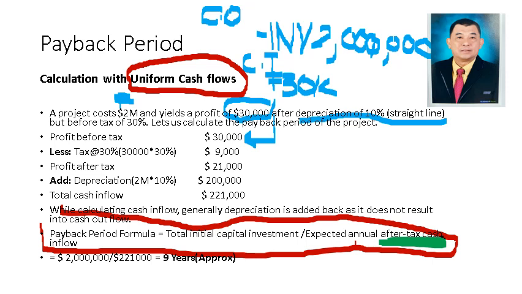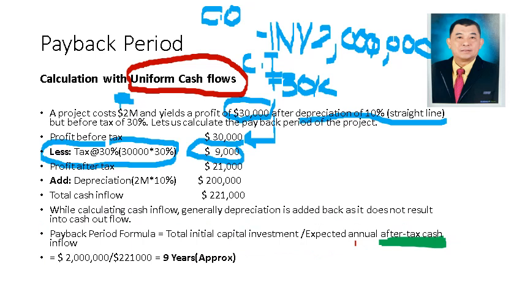And then you deduct the tax, or you compute 30,000 times 0.3, which gives you 9,000. Okay? However, when calculating cash inflow, generally, that depreciation is added back as it does not result in a cash outflow. That is correct, no? You have to include that in your computation. All right. So that's 9,000. So 30,000 minus 9,000 gives you 21,000.